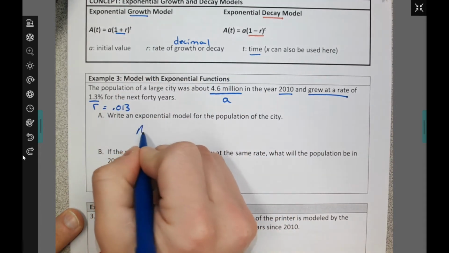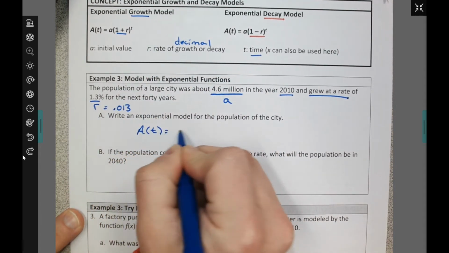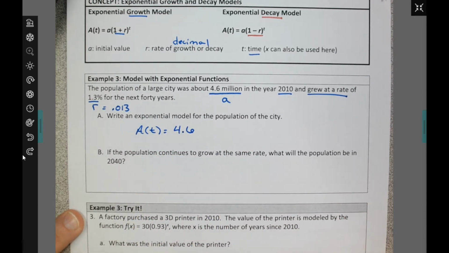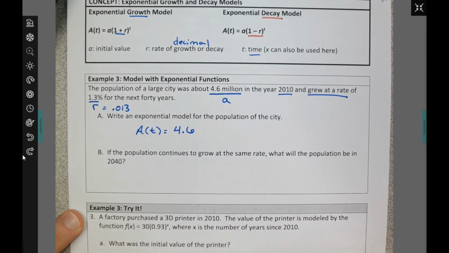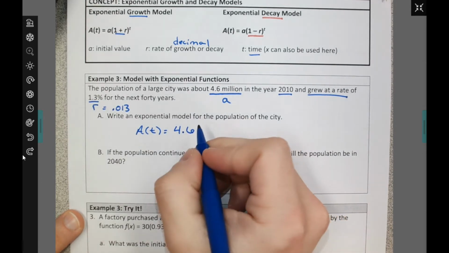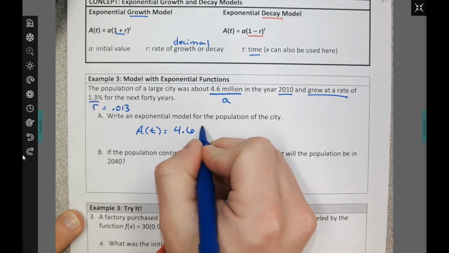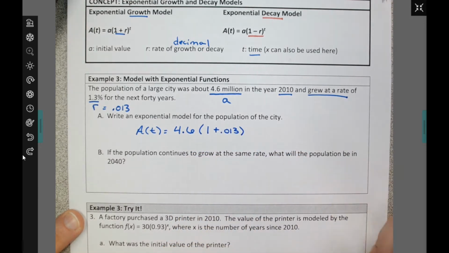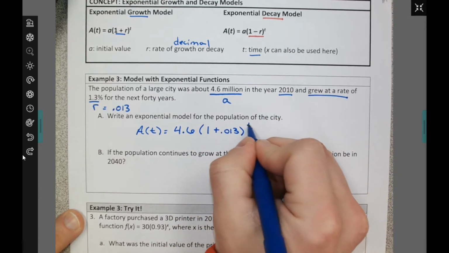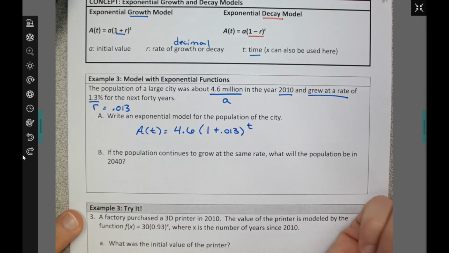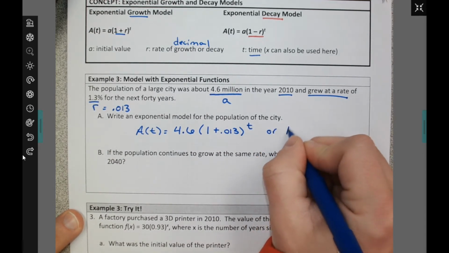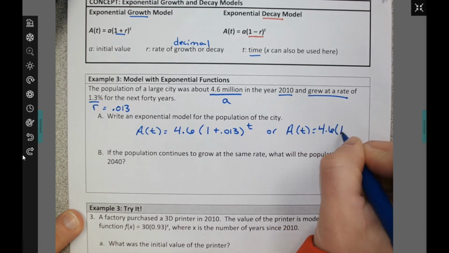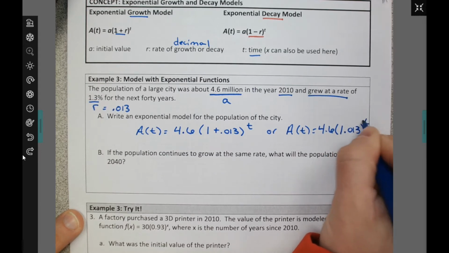So we're going to have A(t) equals my initial amount. I'm just going to put 4.6 here instead of writing out a million, and then when we find our answer, we have to attach a million to the end. In parentheses, I have 1 plus 0.013, and we are raising that to the t power. So that's my model right there. You also could have simplified inside the parentheses to give us 4.6 times 1.013 to the t power.